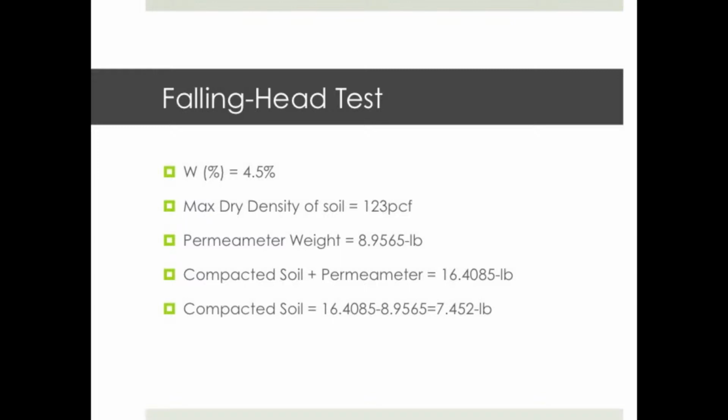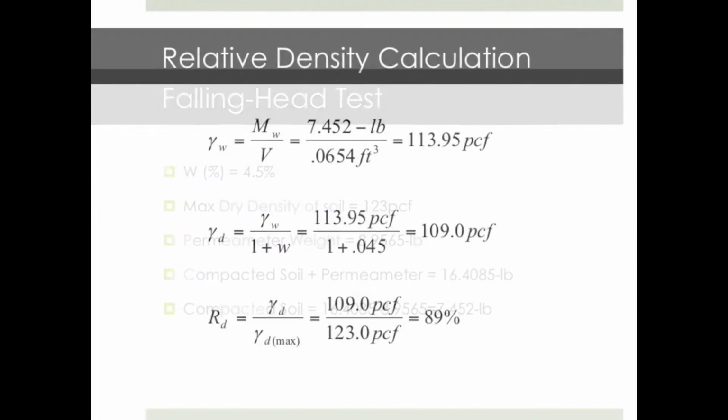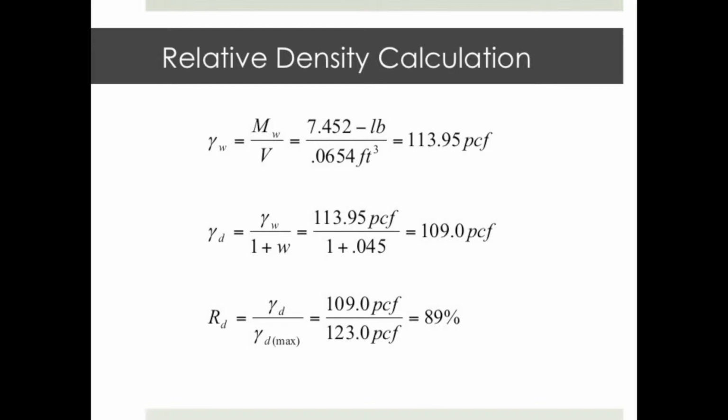The moisture content of the specimen came to 4.5%. The compacted material is the same that we used in the standard Proctor test. Therefore, the max dry density was 123 pounds per cubic foot. The empty permeameter, i.e. mold, weighed 8.9565 pounds, while the compacted wet soil plus permeameter weighed 16.4085 pounds. So the weight of the compacted soil alone came to 7.452 pounds.